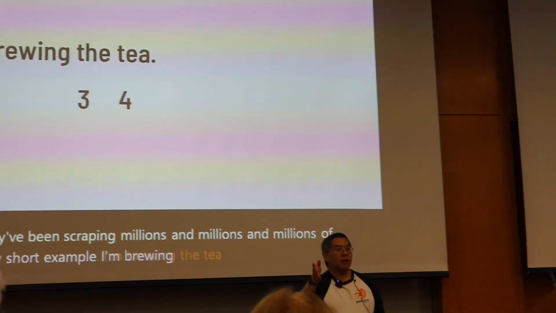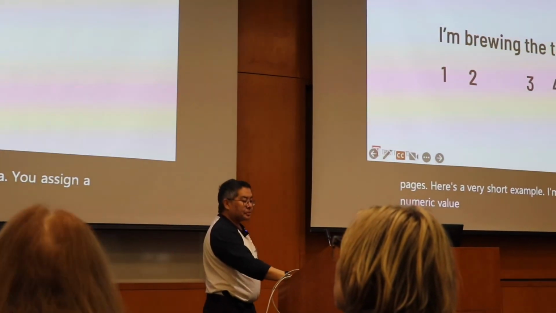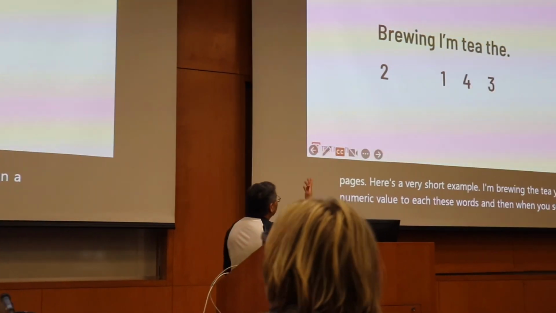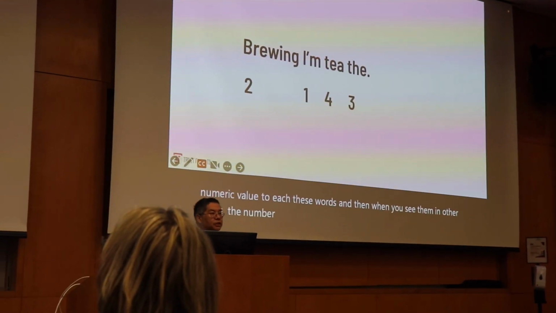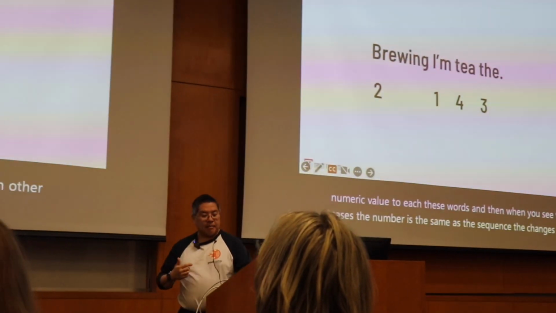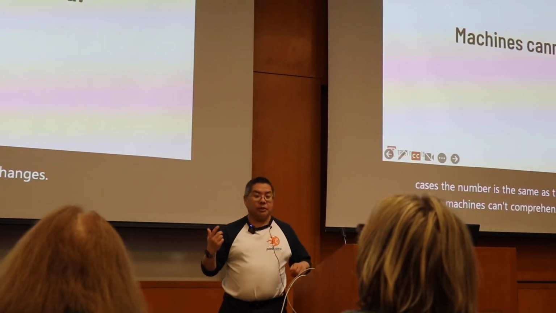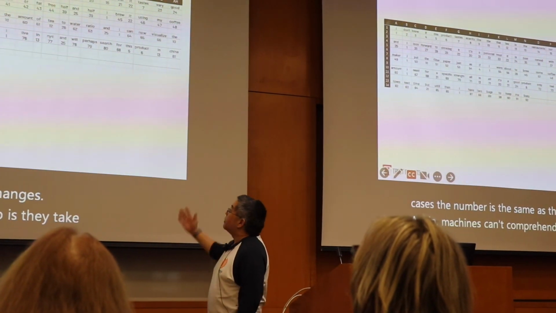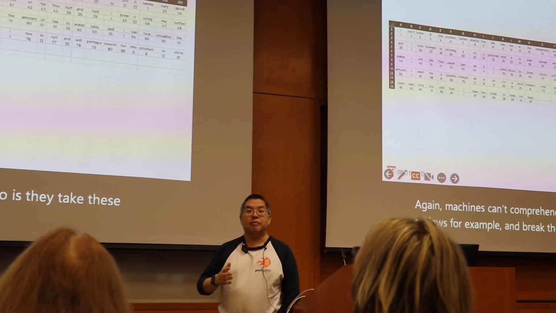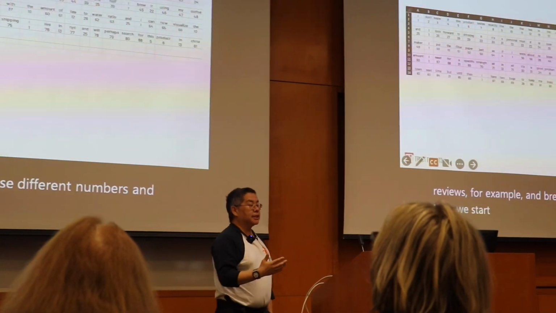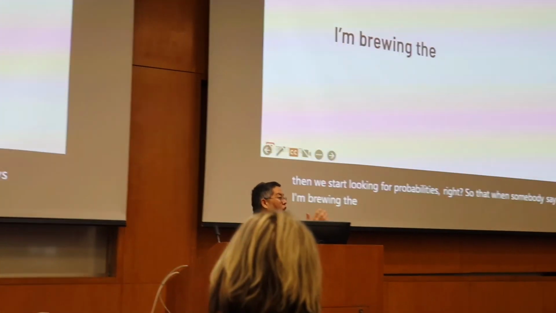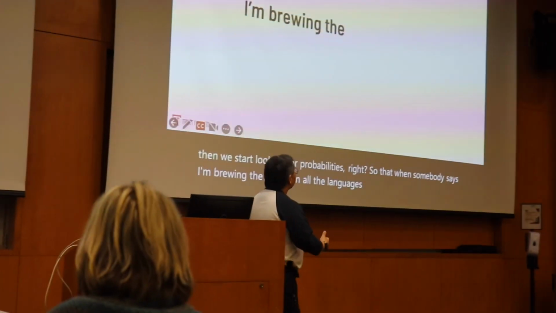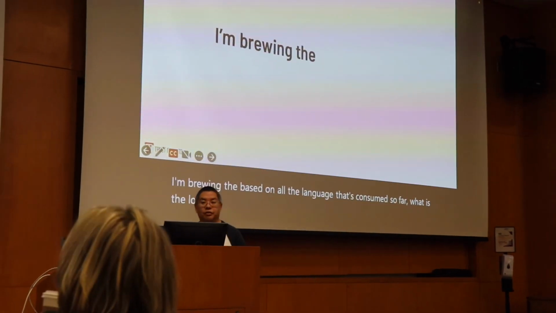You assign a numeric value to each of these words. And then when you see them in other cases, the number stays the same, the sequence changes. Again, machines can't comprehend, but what they do is they just take these reviews, for example, and break these into all these different numbers, and then we start looking for probabilities. Right? So that when somebody says, "I'm brewing the," based on all the language that's consumed so far, what is the logical next word in this phrase, in the sentence?